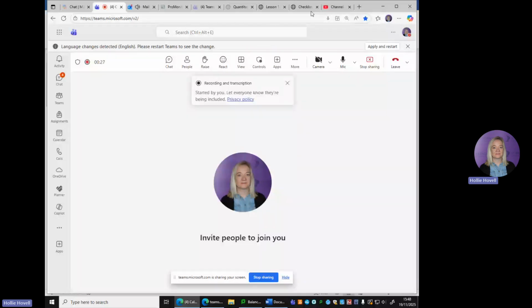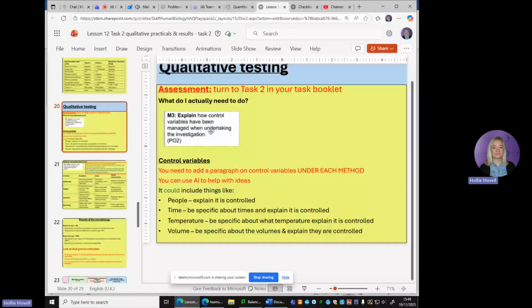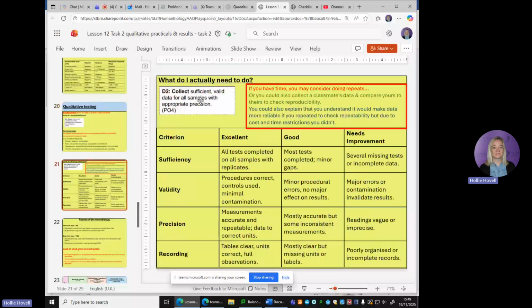Hi there. So this video is about this one here, D2, which is to collect sufficient valid data for all samples with appropriate precision. Okay, so this is quite tricky. It's not really like you're writing a sentence as such, but it's just considering that you've done enough experiments really and that your data is good enough.